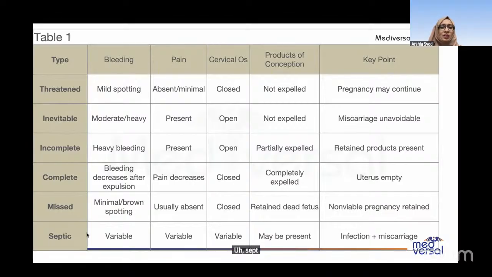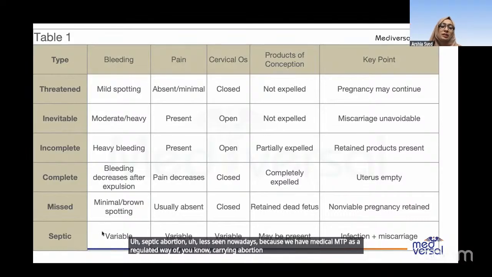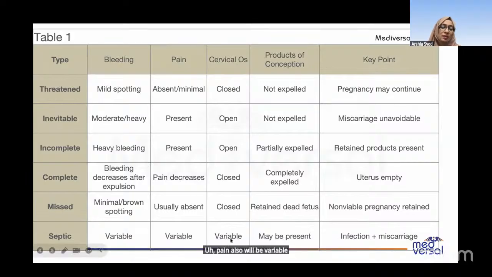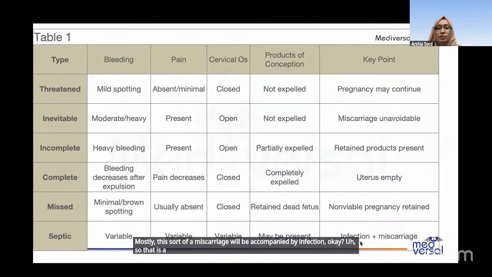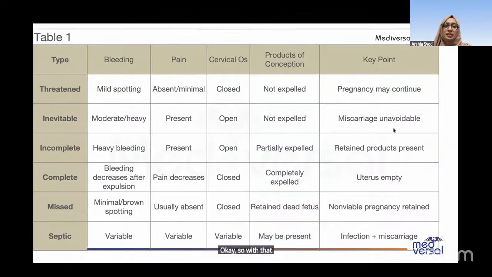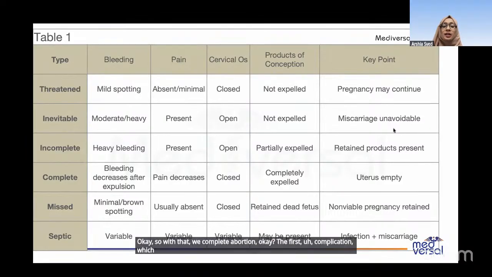Septic abortion is less seen nowadays because we have medical MTP as a regulated way of carrying out abortion. But for completion's sake, bleeding can be variable. Pain also will be variable. The os may or may not be open. Products of conception may be present. Mostly, this sort of miscarriage will be accompanied by infection. So that is a septic abortion. With that, we complete abortion, the first complication which can be encountered in the first trimester. Moving on to the next one.